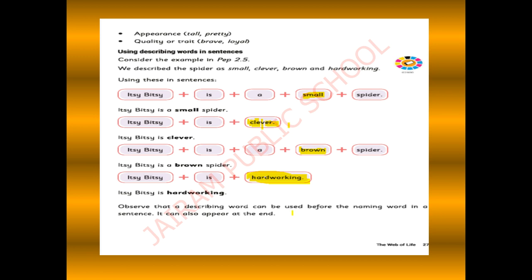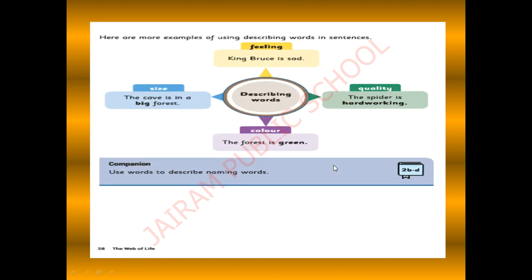Observe that a describing word can be used before the naming word in a sentence. It can also appear at the end. So you have to observe these sentences. Before the naming word, the describing word will appear. See, spider is a naming word. Before the naming word, there is a describing word. And also, at the end of the sentence, there can be a describing word. Okay, understand? Yes? Okay, see the next page, number 28.